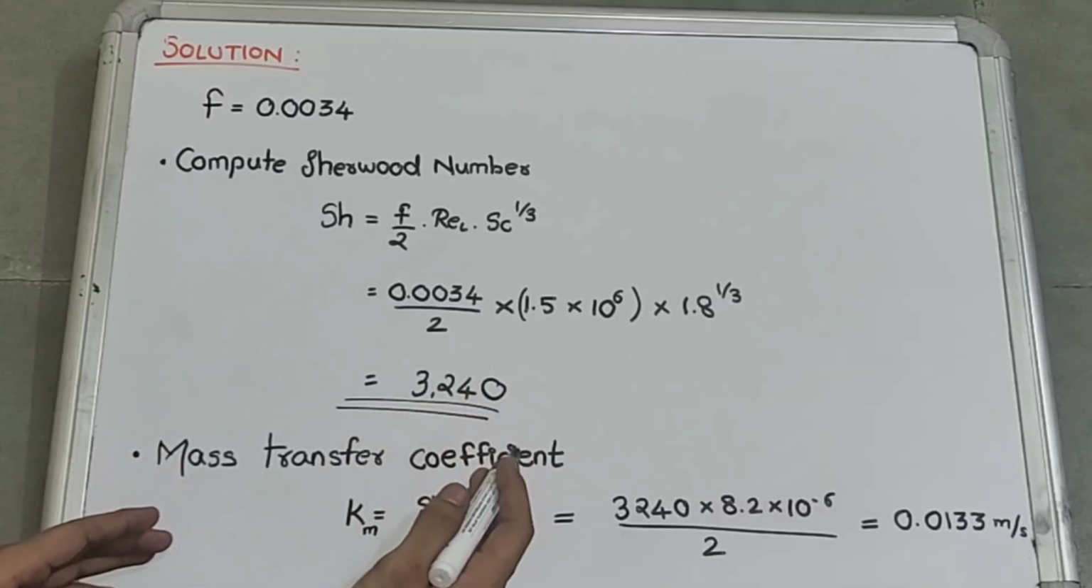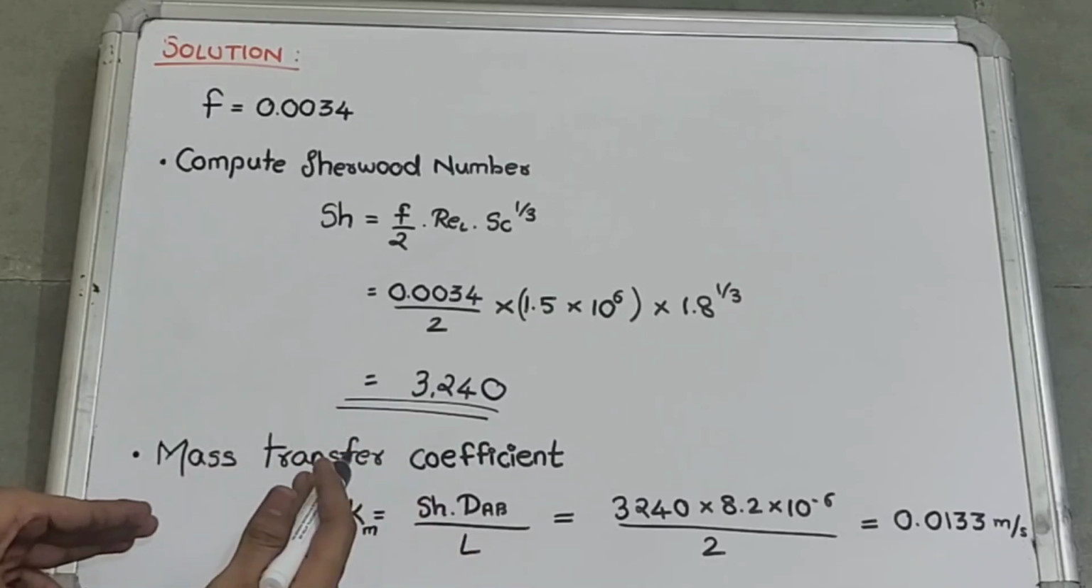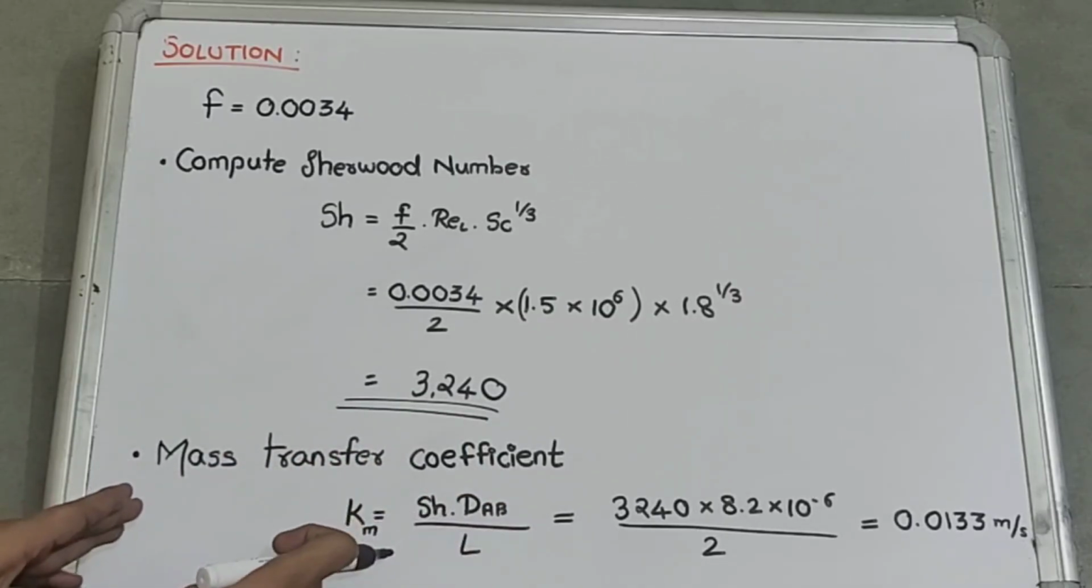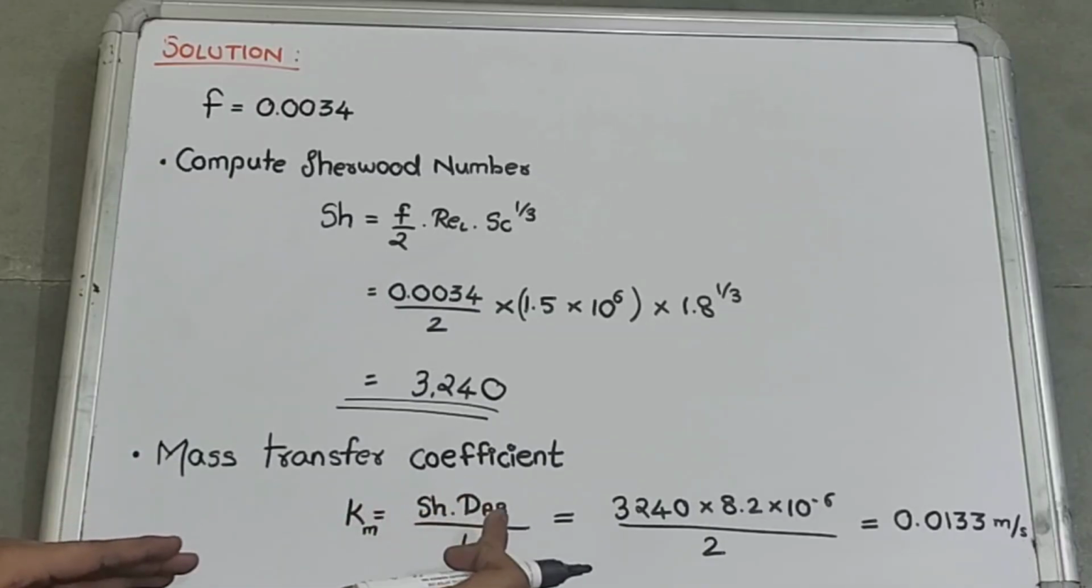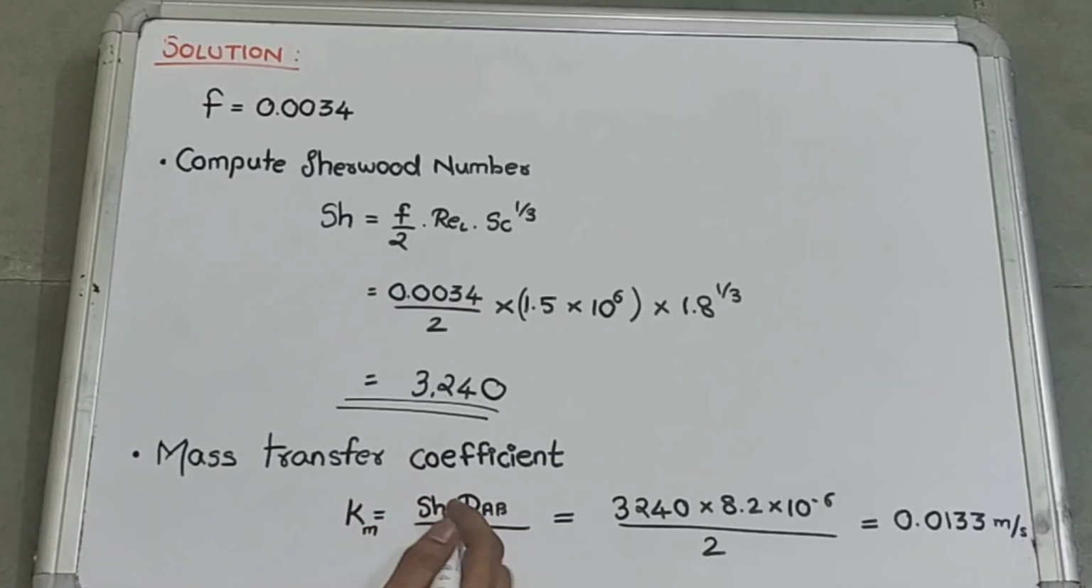Now with the help of Sherwood number, diffusivity and length, we calculate mass transfer coefficient. Mass transfer coefficient is related to these terms as Sherwood number multiplied by diffusivity divided by length. So Sherwood number we calculated just here, which is 3240. Length is given as 2 meter and diffusivity is also mentioned in the question, which is 8.2 into 10 power minus 6. Substituting all the values, we get mass transfer coefficient as 0.0133, which has units of meter per second.